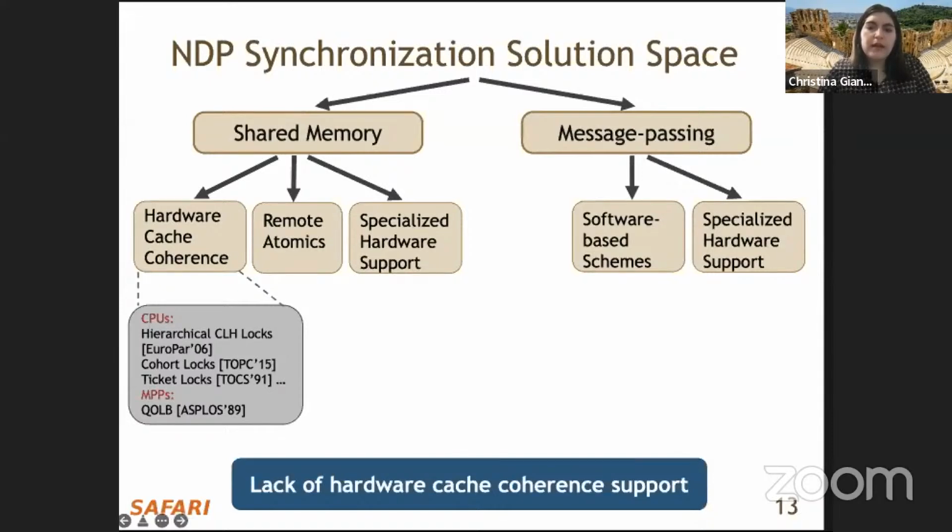However, most NDP architectures do not support conventional hardware cache coherence protocols due to their high area and traffic overheads, and therefore coherence-based synchronization primitives, which are typically used for synchronization in CPU systems, cannot be directly applied in near data processing systems.